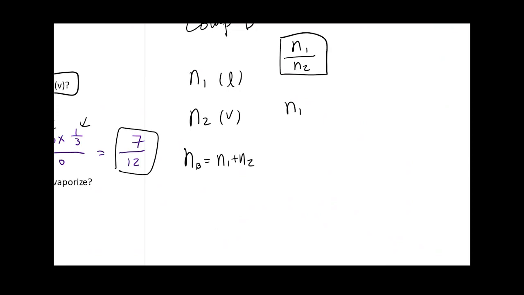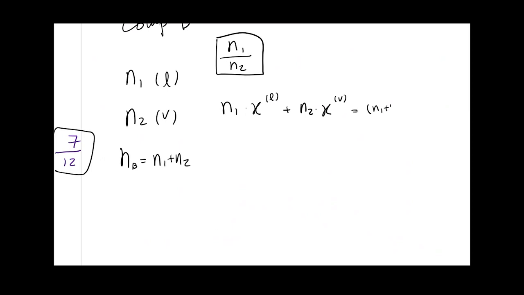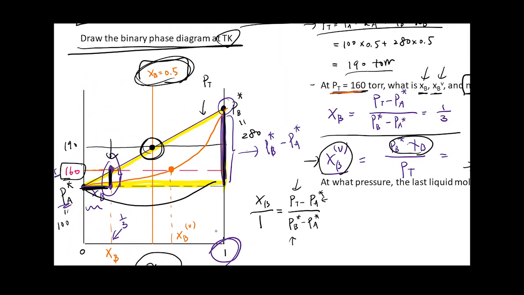If I have N1 mole in my liquid phase, I multiply it by my mole fraction in the liquid form, plus N2 mole times the mole fraction in the vapor phase. That should equal N1 plus N2 times X, where X is the original mole fraction of your B. For example, here we say XB is 0.5, so that's a mole fraction. Then once you go to a specific P, you're going to have your XB in the liquid form and then XB in the vapor form.